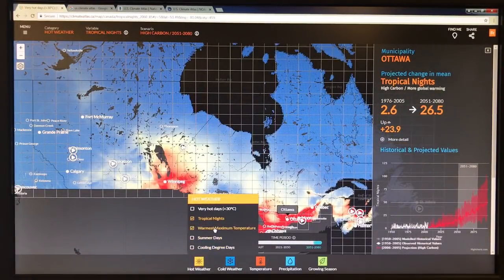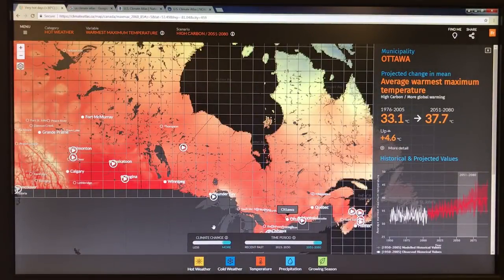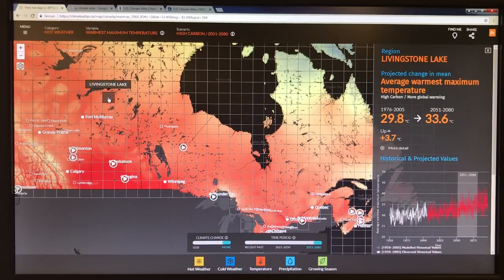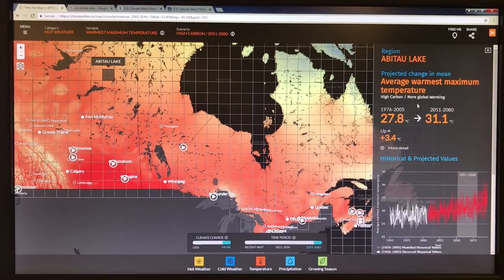Let's have a look at the warmest maximum temperature. You can see the change in the average warmest maximum temperature, 33.1 degrees Celsius up to 37.7 degrees Celsius, an increase of plus 4.6 degrees Celsius. We're looking at Ottawa, but if we come up here, for example, you can have some effects from Hudson's Bay. If we come out here, you can see the temperature range, the average warmest maximum temperature, and see how things depend on latitude, for example. So let's go back to Ottawa.